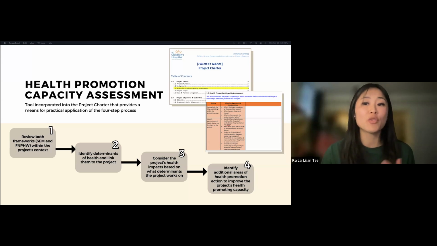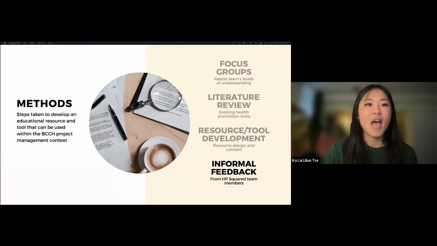And so after project managers work through all of these steps, by the end of the last step, the hope is that they will come up with new health promoting objectives that can then be incorporated into the project's final objectives. And then the last part for my practicum project is to gather some informal feedback. So initial feedback was obtained from the HP Squared team as well as the Indigenous Health team. Both of these teams have project managers that will be using the resource and tool. And then any feedback that we received was incorporated into the final versions of both documents.